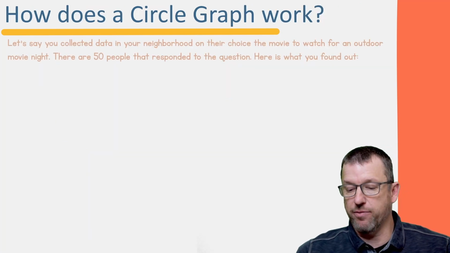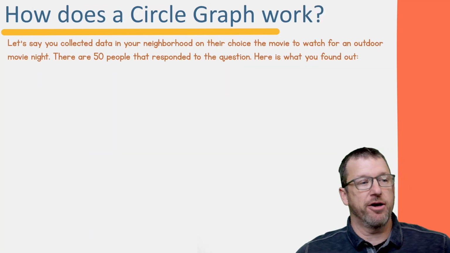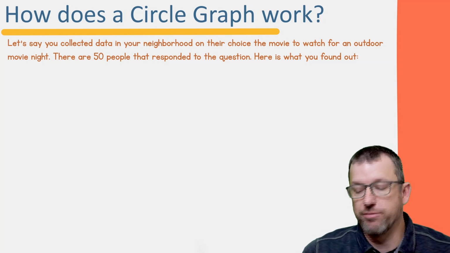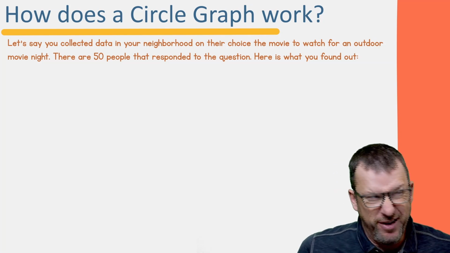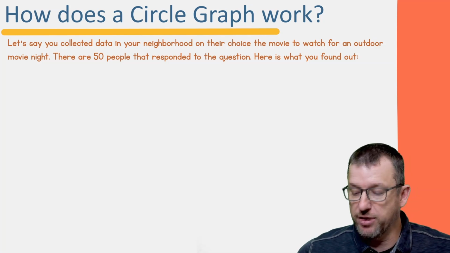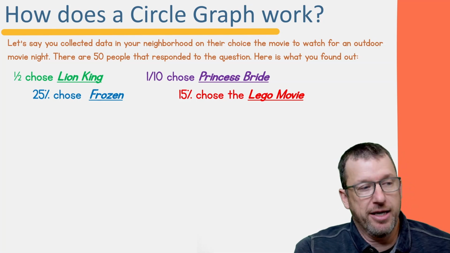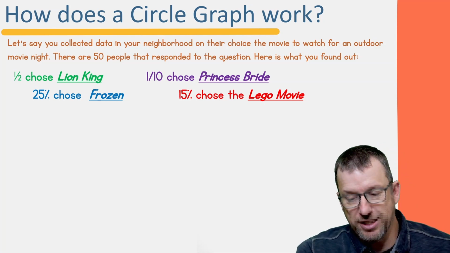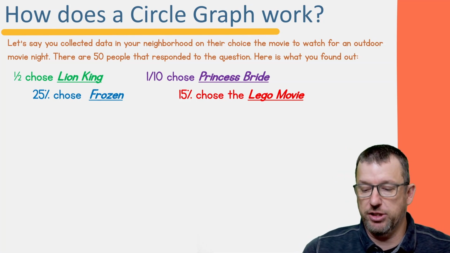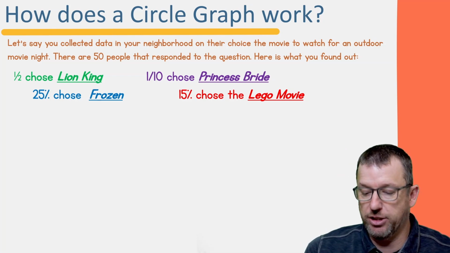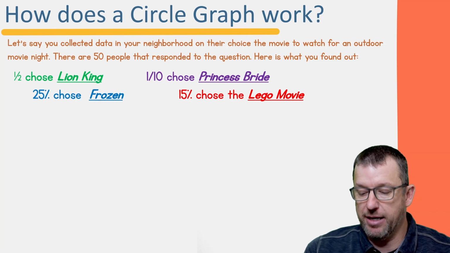All right, so let's go ahead and make one, right? So let's say we've collected data in our neighborhood on their choice of movie to watch for an outdoor movie night, okay? And so I went to 50 people, and they all responded to the question. What we found out is this is the data. Half of the people chose Lion King, 1/10 of the people chose Princess Bride, 25% chose Frozen, and 15% chose the Lego movie. So let's make our circle graph.